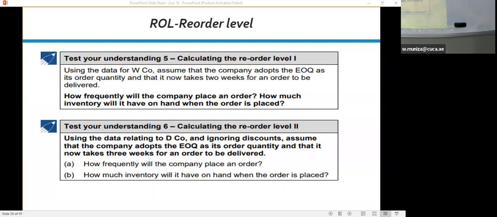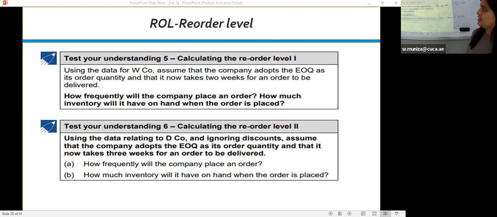Now here is understanding number five, students. How frequently will the company place an order? Look, they have not given us the formula, but they are asking how frequently will the company place an order? How much inventory will it have on hand when the order is placed? So you are required to calculate reorder time and reorder level. What is the formula for reorder time? Q divided by D multiplied by 365. And what about reorder level? It's the demand in lead time. What is the lead time? A time lag between placing an order and the order being delivered.